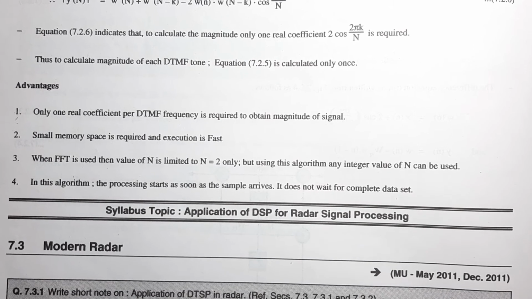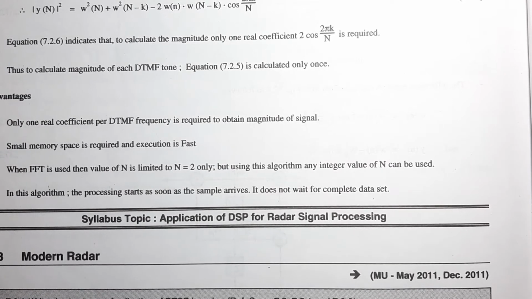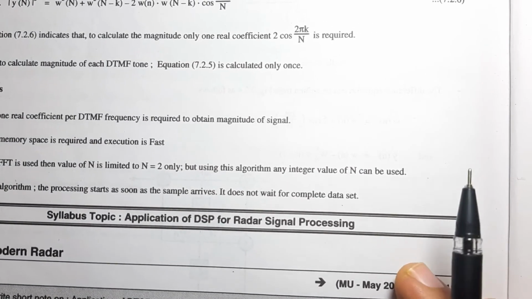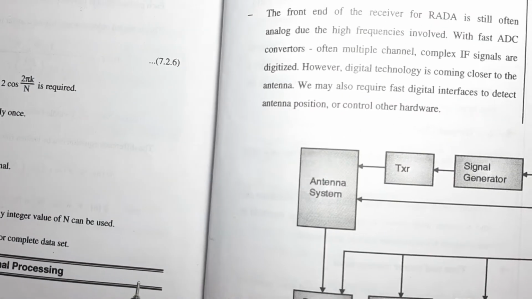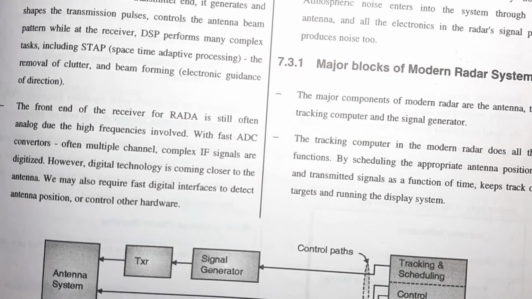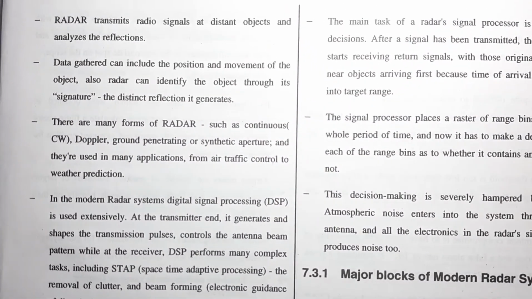Now, the third type of application that we are going to look at is the application of DSP for radar signal processing. The application finds its importance in radar by a marginal amount, I would say. It has a very good importance over there. So yes, let us discuss that topic in detail.